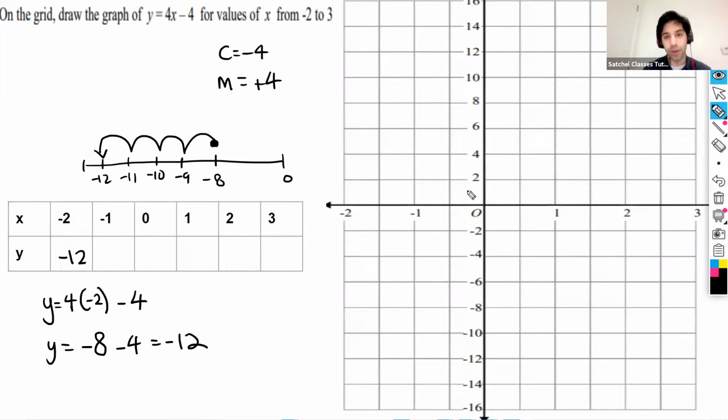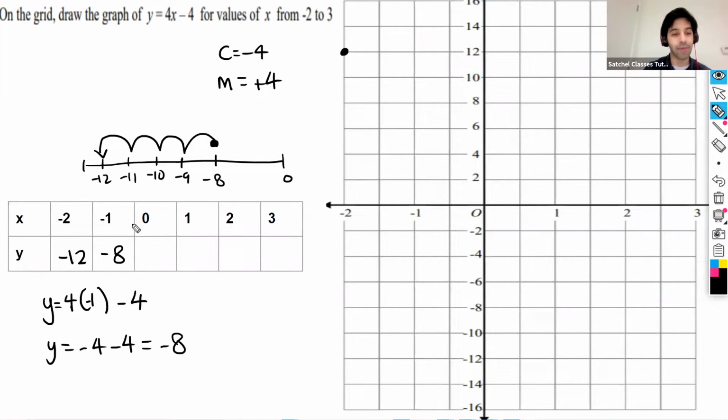And I'm going to plot this. So when x is minus 2, y is minus 12. Now let's work out the value of y when x is minus 1. So again, this time I'm going to substitute minus 1 into the equation in place of x. So rather than putting x here, I know my x value is going to be minus 1. So I would do 4 times minus 1, which is minus 4, minus 4. That's going to give me minus 8. So y is going to be equal to minus 8.